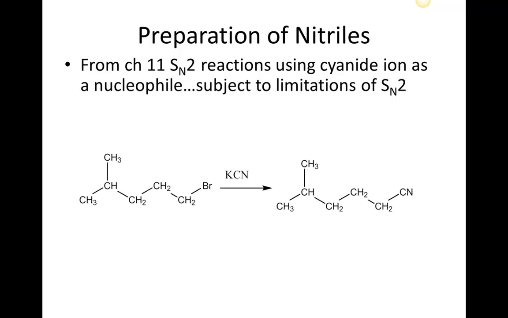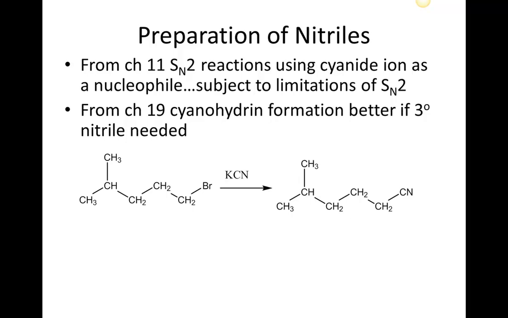So here's an example. You just have to have preferably a primary or a not too crowded carbon attached to a leaving group in your substrate. And so this is the substrate, and cyanide ion is the nucleophile, and you get a substitution reaction to make nitriles. And in chapter 19 we talked about cyanohydrin formation, and if you needed to make a carbon that was tertiary attached to the nitrile, that would probably be a better route because of the limitations that you have to deal with on these SN2 reactions.